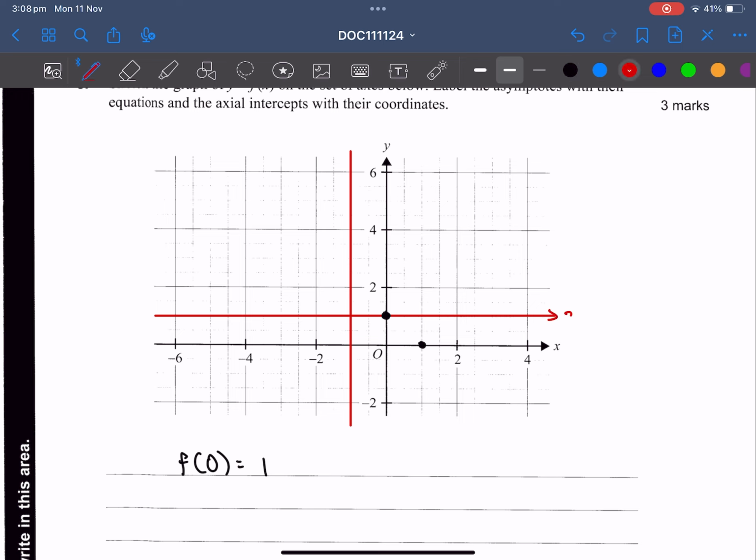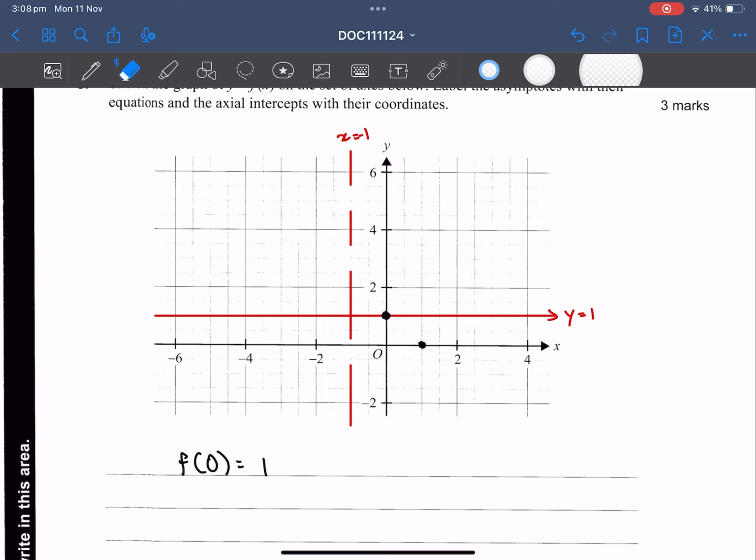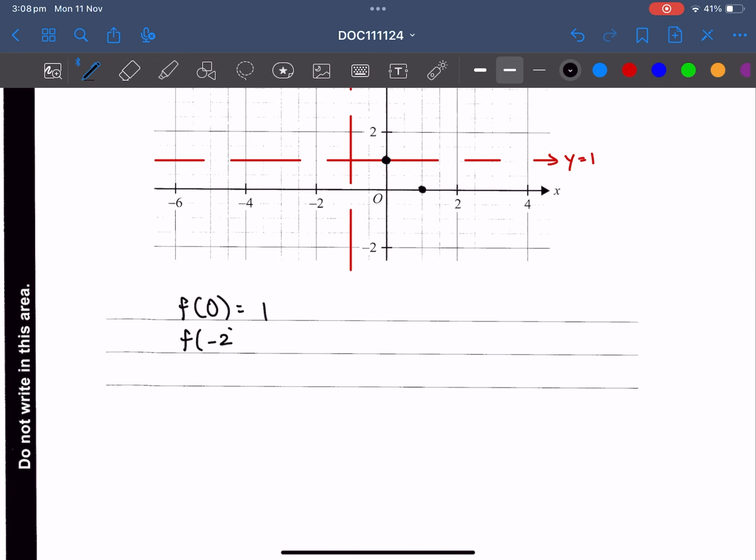We just label them: y equals 1 and x equals minus 1. And please make sure your lines are dotted and not what I've drawn here. So it's like this. Yep, that would do. Okay, now I'll substitute in another point. So f of minus 2, maybe, to get the scaling right.